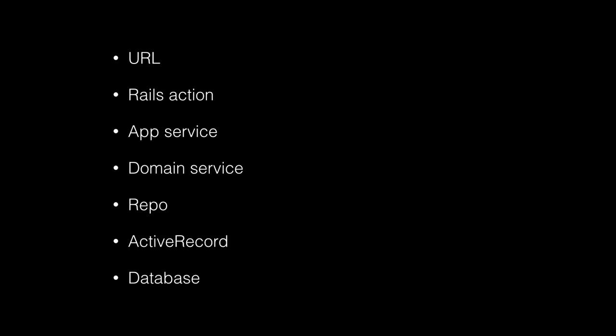So to put it differently, if you put DDD into a Rails application, you have the URL at the top, then you have the Rails action, and then the Rails action calls the application service. Nothing more than that usually. The application service calls the domain services, then you call the repo, then you can call Active Record. Active Record is just an example here because it's useful to manipulate the data, and then you call the database.